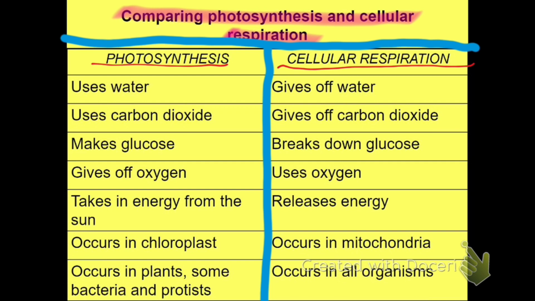So we are going to compare these two processes. On the left-hand side, under photosynthesis, it uses water. It uses carbon dioxide. It makes glucose. It gives off oxygen. It takes in energy from the sun. It occurs in chloroplasts. And it's in plants, bacteria, and protists. That's all photosynthesis.